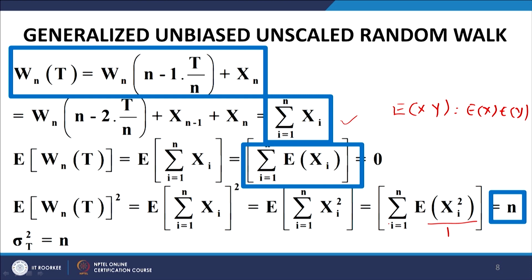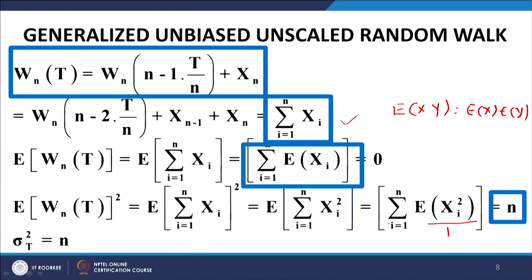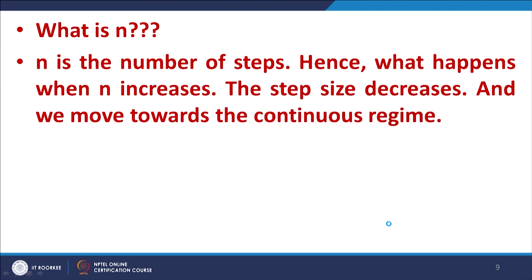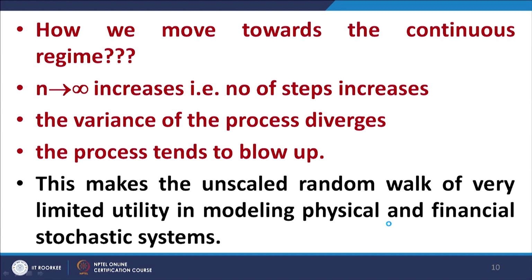In other words, for an n step random walk, the expectation and variance of the spectrum of values at the end of the walk at time capital T is given by the expectation as 0 and the variance as n, where n is the number of steps. Now, this is very important, the n is the number of steps.